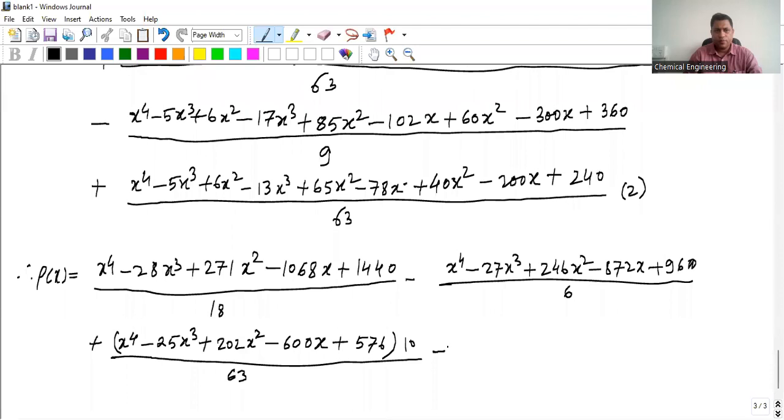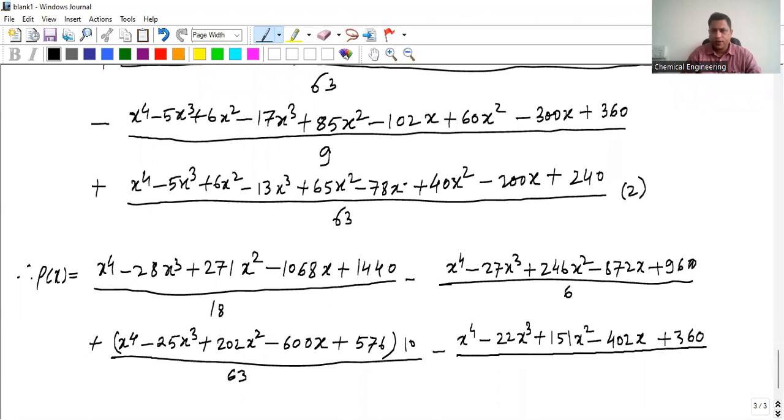Next term is minus. So we can have x raised to 4 minus 22x cube plus x square. How many x square can we have? 151x square minus how many x do we have? 402x plus 360. This term is divided by 9.